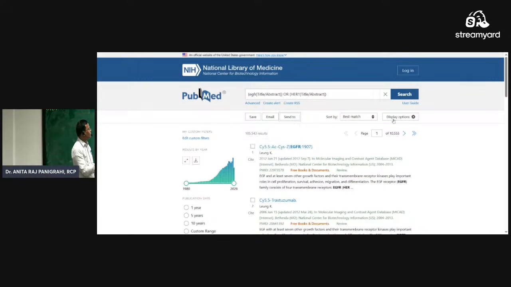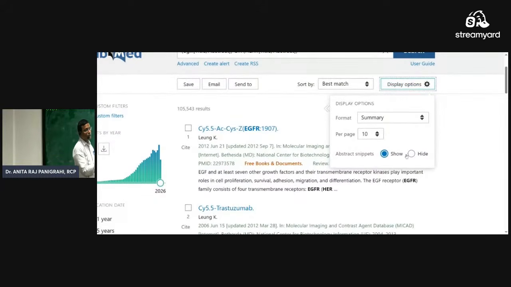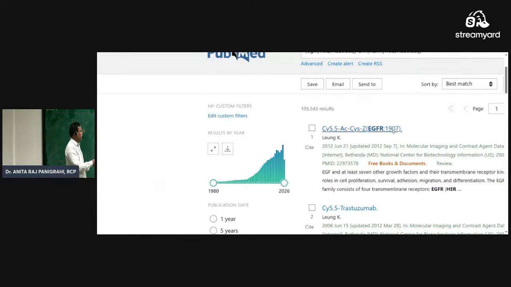Madam, can you click the display option, please? Here, you can take a summary of it. Okay, madam, go to this one. Okay, abstract, PubMed, and this one. Okay, then close it. Close it. So can you come in here?